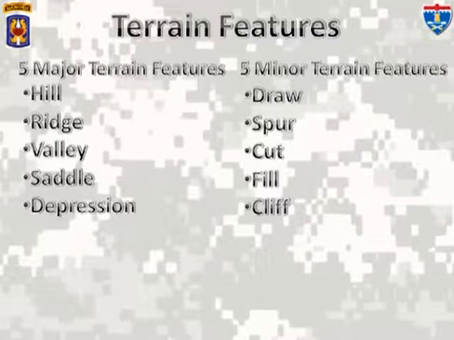As you learned during land navigation, there are 5 major terrain features: the hill, a ridge, valley, saddle, and a depression. There are also 5 minor terrain features: the draw, the spur, the cut, the fill, and the cliff. Now let's take time to look into each of these a little bit more.